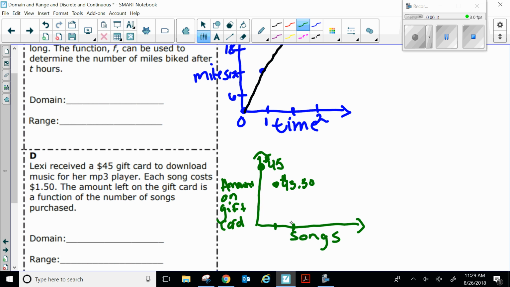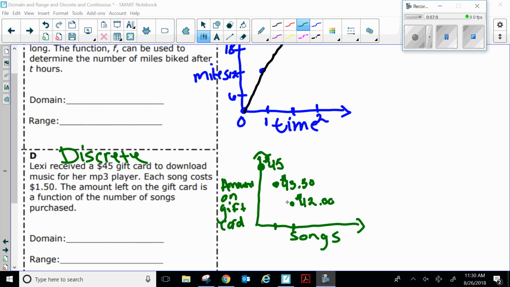And then she's going to purchase another song, and we take another $1.50, and now she's going to have $42 left on her card. Now this is going to keep going until she has no money left on her card. Now, is she ever going to have something in between $45 and $43.50? Is it possible? Can I connect this with a line? The answer, hopefully you're saying no, this is actually a discrete relationship because she will never have any of those in between.